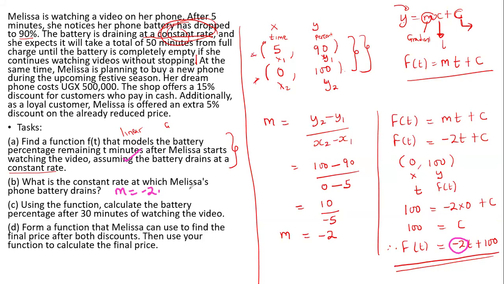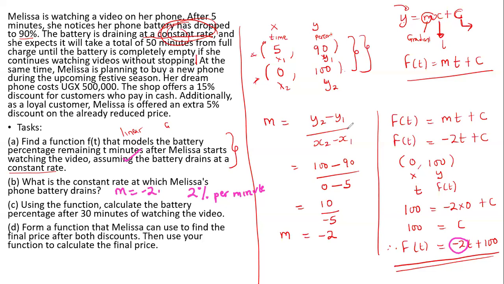So here you would say, this means that the battery drains at 2% per minute. That means after a minute, 2% goes off, 2% goes off, 2% goes off. That is the meaning. I don't know whether that is clear, members. The constant rate is the gradient. They are asking at what rate does the battery drain?